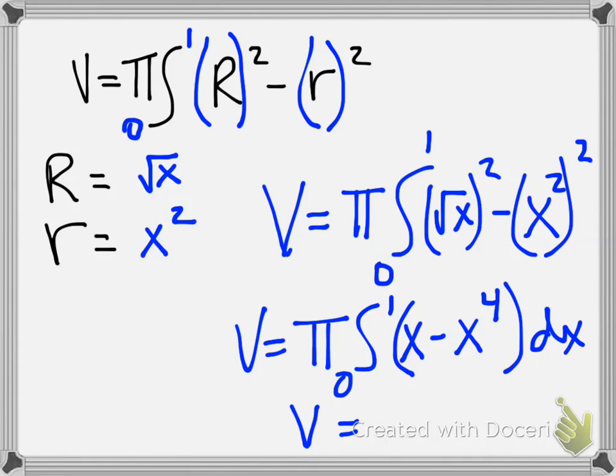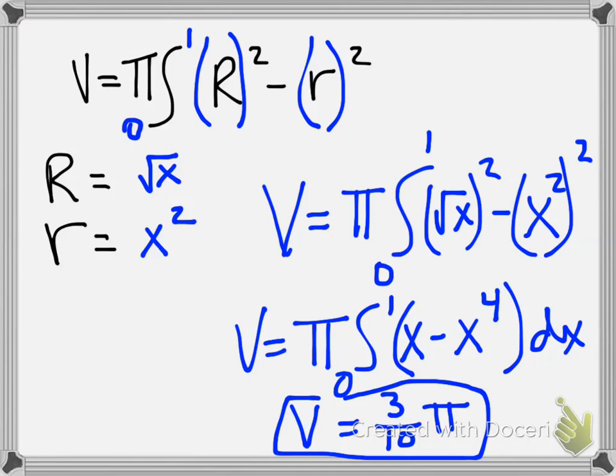So the volume is going to be 3/10 pi. And if we had units, then that would be cubed because that's volume. So that's how you work that out right there. Alright, let's try another one.